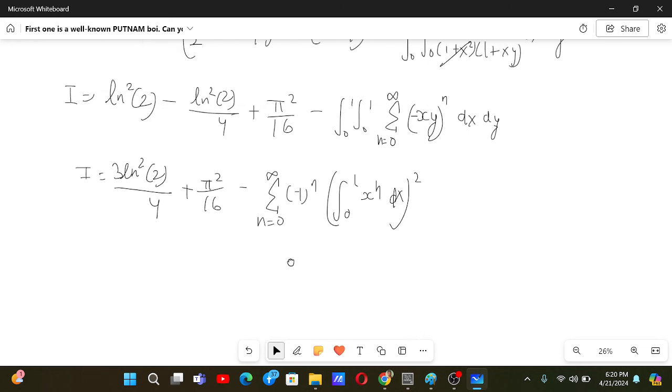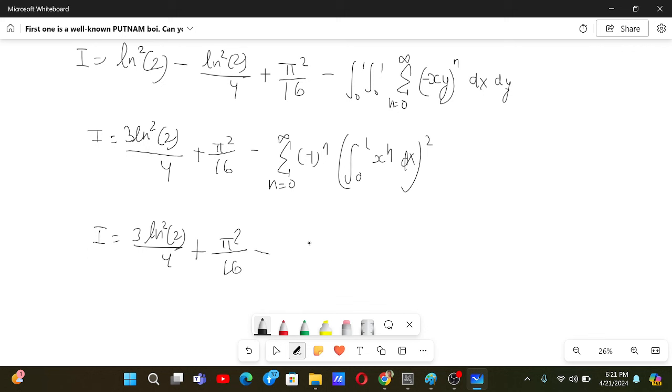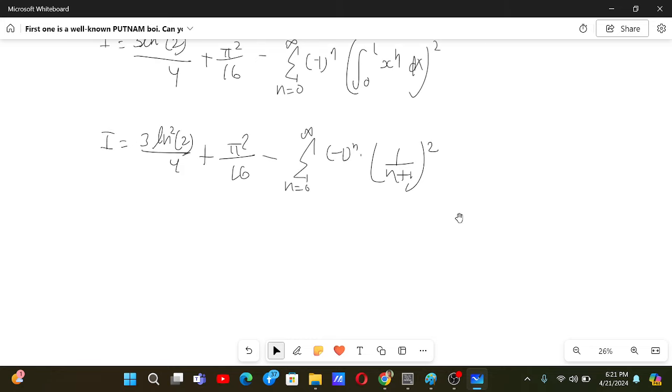Now I think you are seeing where it leads us. So I is basically 3 ln squared 2 by 4 plus pi squared by 16 minus the sum from n equals 0 to infinity of minus 1 to the power n, and then this is just 1 by (n plus 1) squared. Yeah, okay, x to the power n plus 1 over n plus 1, I think that's good enough. Now I think we are really at the close of this problem.